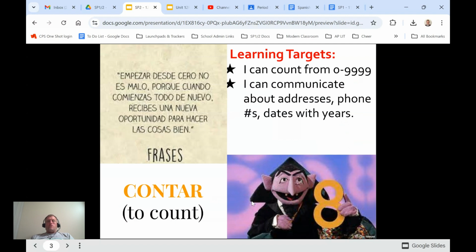Okay, our learning targets. I can count from 0 to 9,999, and I can communicate about addresses, phone numbers, and dates with years. El verbo de hoy es contar, to count. Y la cita dice, empezar desde cero no es malo, porque cuando comienzas todo de nuevo, recibes una nueva oportunidad para hacer las cosas bien. Beginning from zero isn't bad, because when you begin anew, you receive another opportunity to do things well.